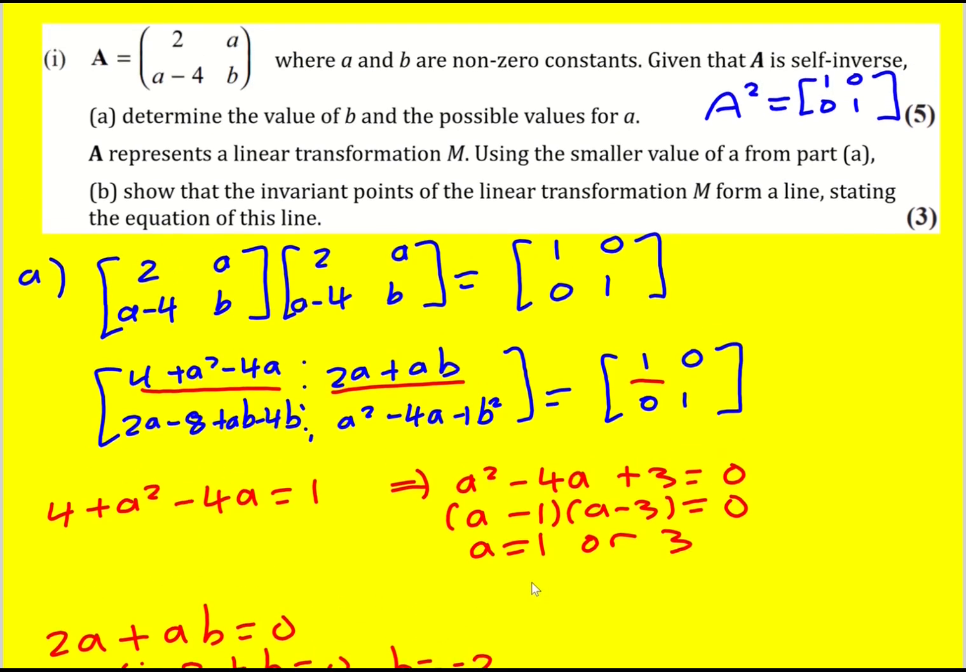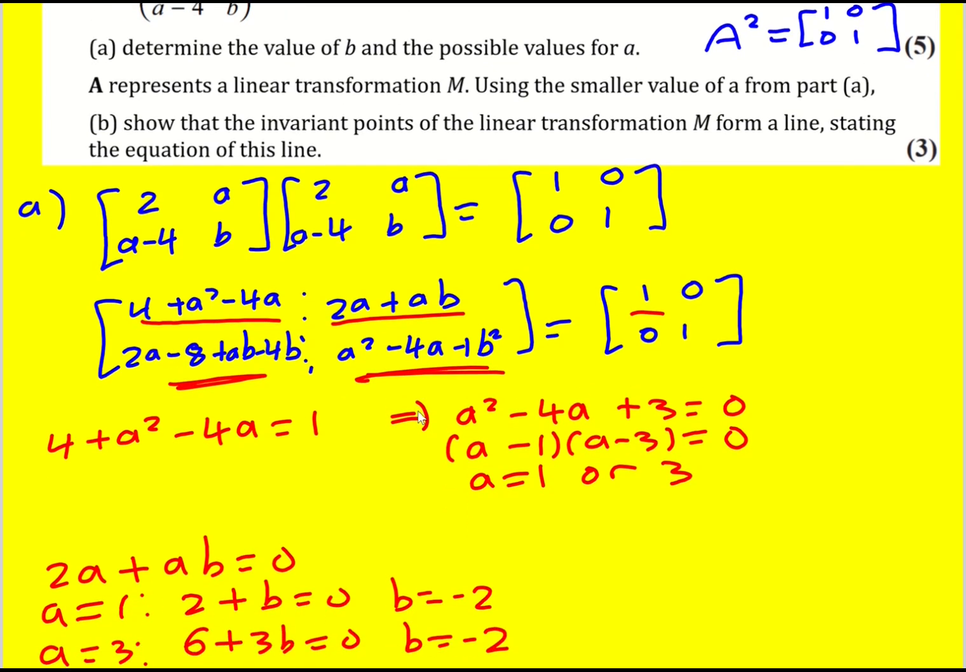We've been told that it's self-inverse, so we know that the rest of it is all going to work out. We don't need to substitute back in to show that it's 0 and 1. Absolutely fine. We found it. We've done a equals 1 or 3 and b equals minus 2.